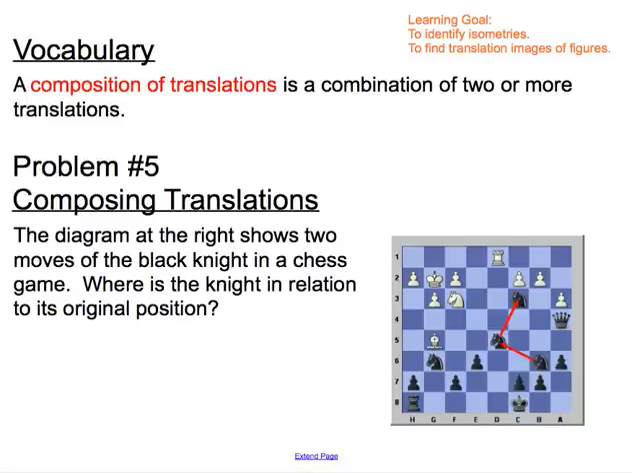So here, problem 5, composing translations. The diagram at the right shows 2 moves of the black knight in a chess game and asks us where is the knight in relation to its original position. So this first translation we could say move left 2, up 1. So left 2 and up 1. And then from there we'd say up 2, right 1.